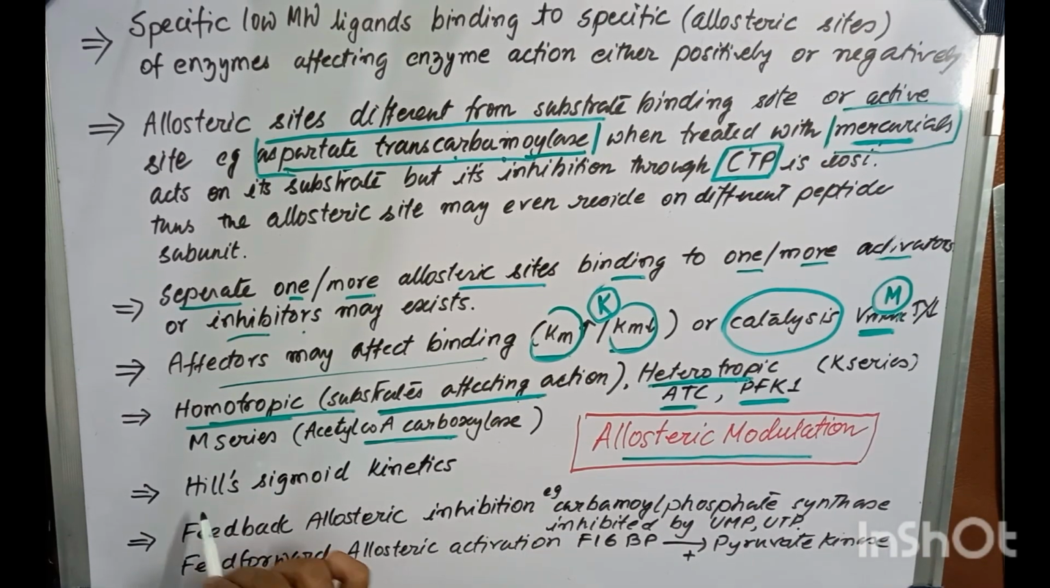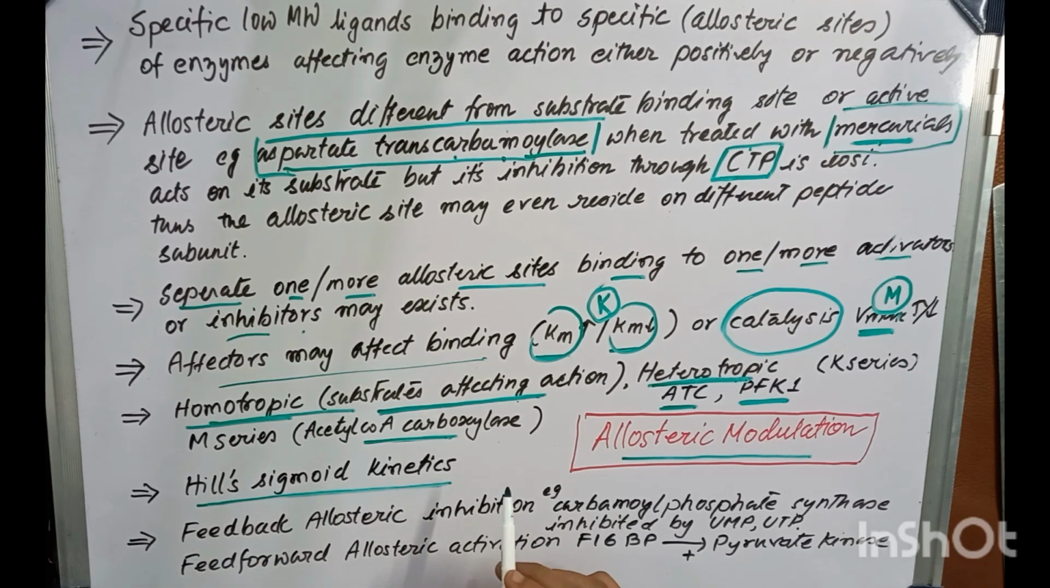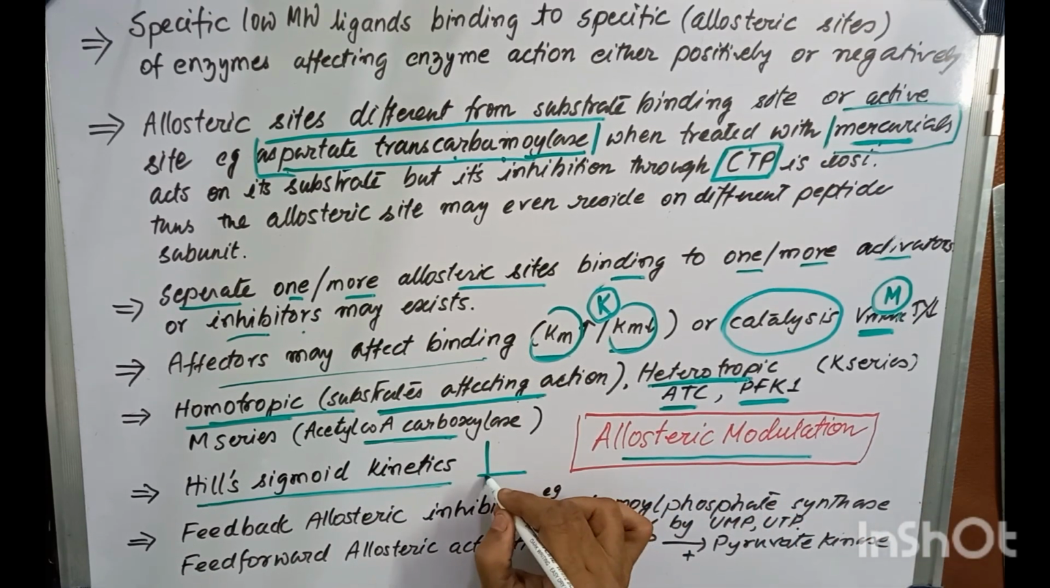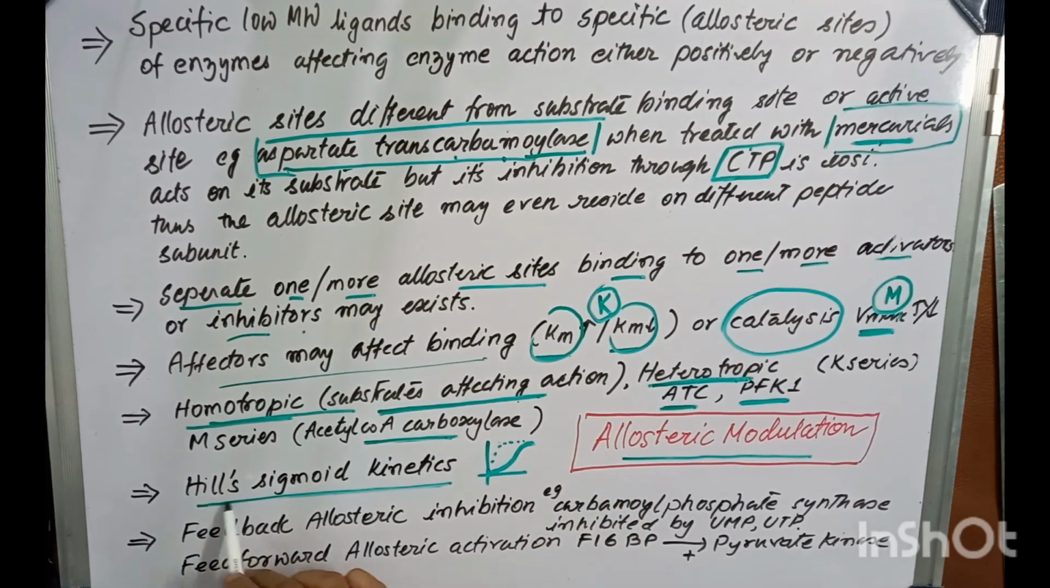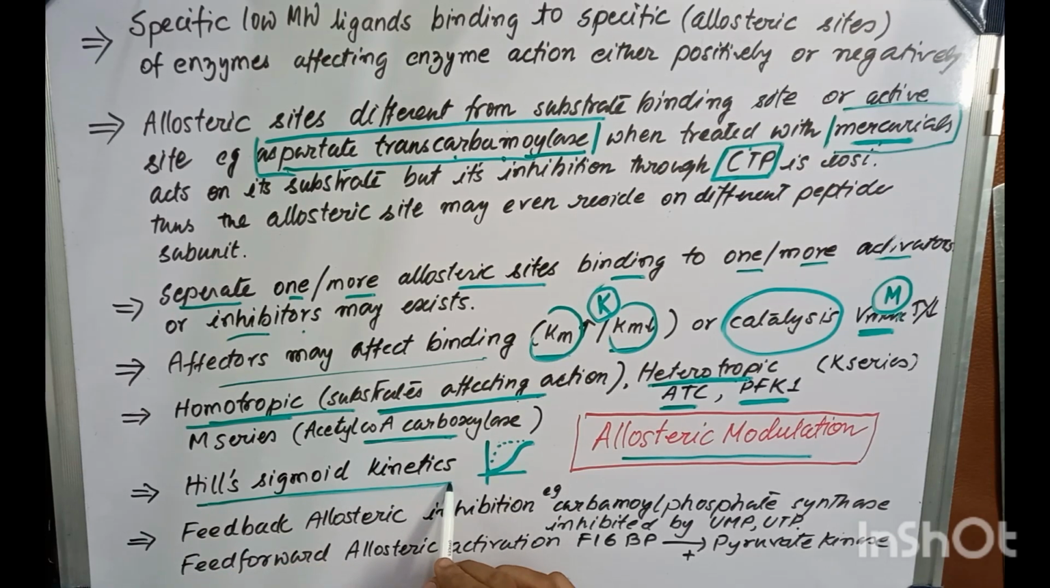What are the properties of allosteric enzymes? They obey the Hill sigmoid kinetics. Hill sigmoid kinetics, as I just told you, is an S-shaped curve, and not the hyperbolic curve. So allosteric enzymes follow the Hill sigmoid kinetics. And there are feedback allosteric inhibitions.